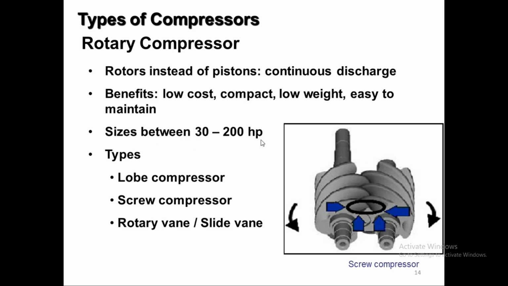It's 30 to 200 HP power. It could be a lobe, screw compressor, rotary vane, or sliding vane. So we'll see the other ones as well. This is basically the screw type.